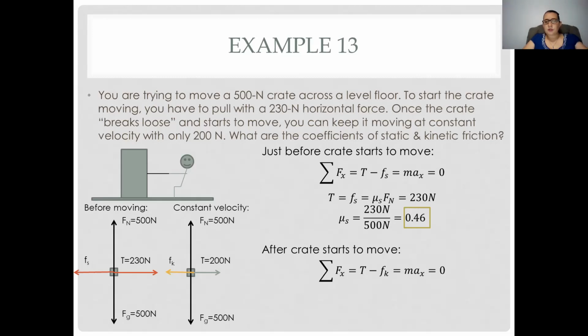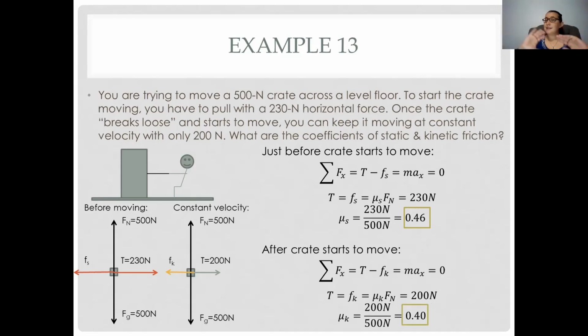So in our x direction, we again have tension minus friction, but now we're dealing with kinetic friction. So again, constant velocity, 0 acceleration means that those two forces are balanced, they're equal to each other. Now we have this kinetic coefficient times the normal force, and that's going to equal our applied force or tension force of 200 newtons. So you can divide it just like we did before, and we get a coefficient of 0.4.